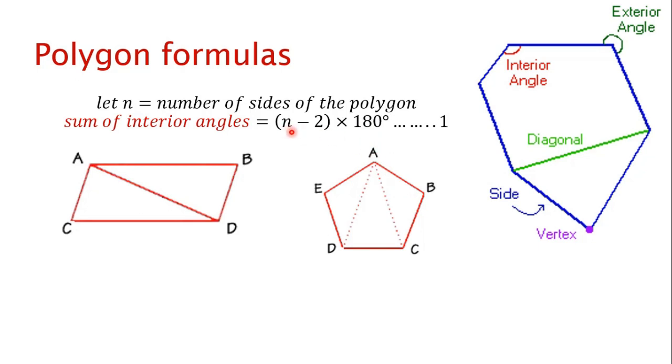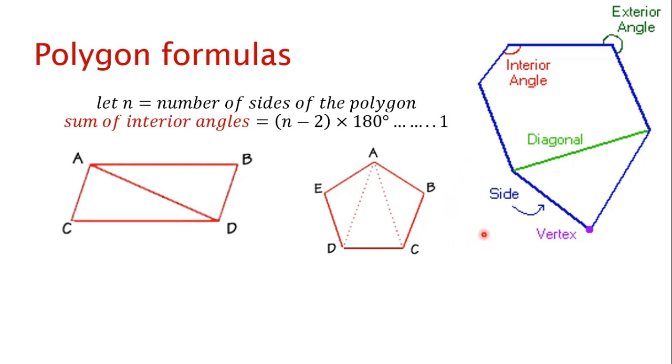The number of sides is 5, a 5-sided polygon. So 5 minus 2 gives us 3, multiplied by 180. That gives us the sum of the interior angles here. It makes sense. So we realize that as the number of sides increases, the number of triangles also increases.